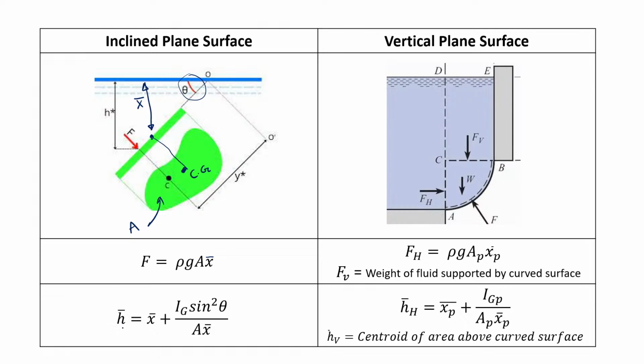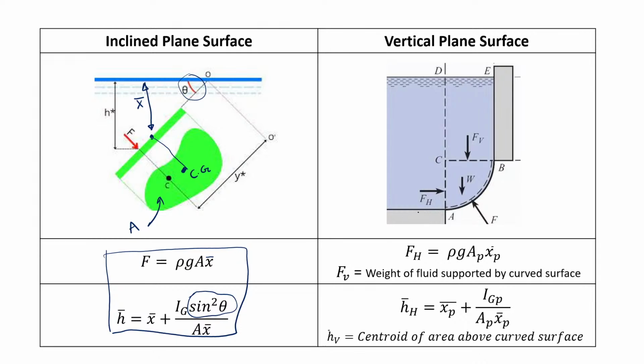But the center of pressure depends on this angle theta. So the center of pressure we can find out as x bar plus Ig sine square theta divided by A x bar. It is similar to that of a vertical plane surface, only this is the extra term. So you can remember this formula, and for the vertical plane surface we know that this angle theta will be 90 degrees. So sine 90 is 1, and by using this you can reduce that formula. So you can remember these two formulas only. Once you remember these two formulas, you don't have to remember any other formulas.